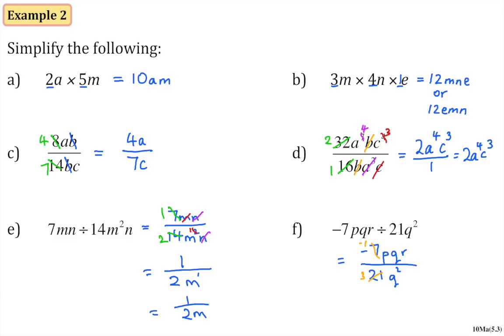The letter P, there are no P's on the bottom to cancel with. The letter Q, there's one Q on the top, it will cancel one of the Q's on the bottom. The letter R, there are no letter R's on the bottom for it to cancel with, so our final answer on the top is minus 1 P R. Notice I didn't put the 1 there because I knew I had a P and an R. You can if you want. All over 3Q, because there's still that Q left over there.